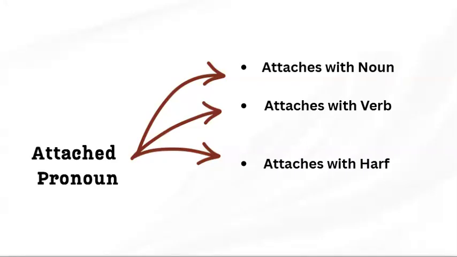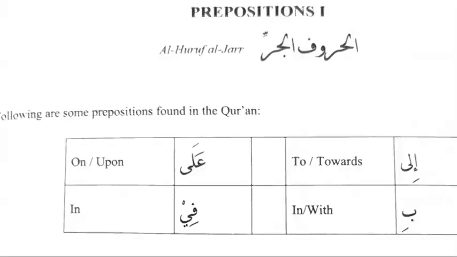Is that clear? Before we understand how they attach with harf, we need to see what huruf are, okay? And what do they do when they attach with regular words, okay? And then what do they do when they attach with pronouns? So let's look at it.